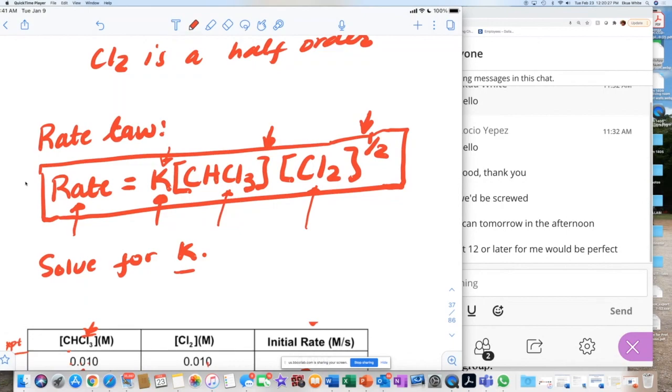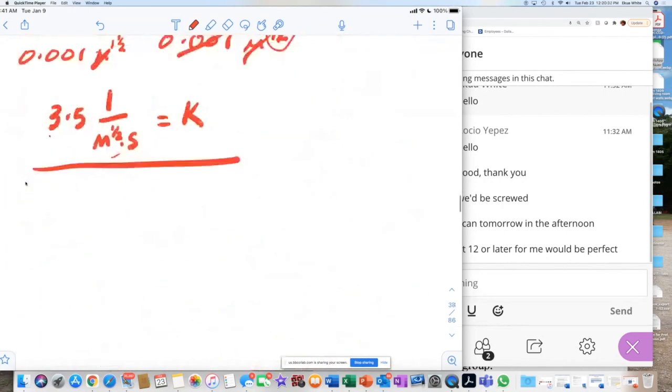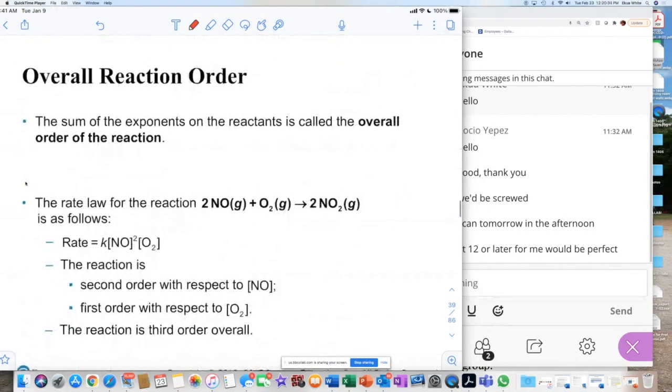I want to write K with the units. The numbers I'm putting in should be on the right. K in this section has units. So now K is equal to the rate, which is the top number.